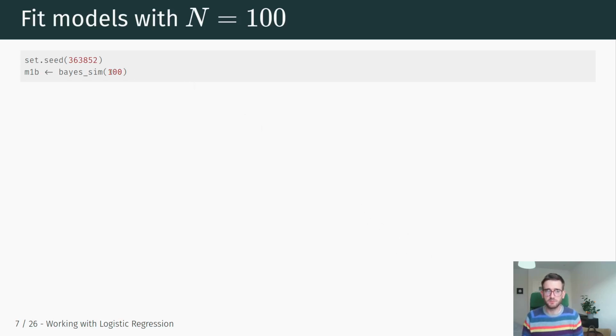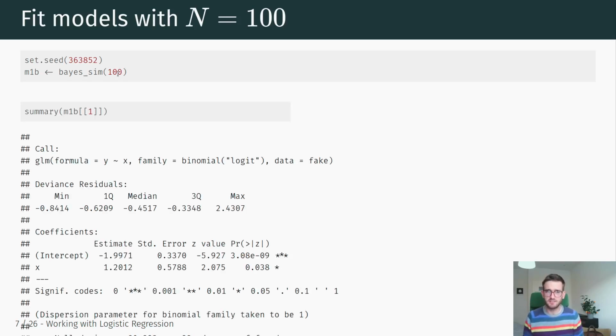Okay, all we have to do is change that argument in our base sim function, and then look at the outputs just the same way. And one thing that we see here is that at least when it comes to the intercept, the point estimate is still fairly close to our true value, which was -2 for the intercept.